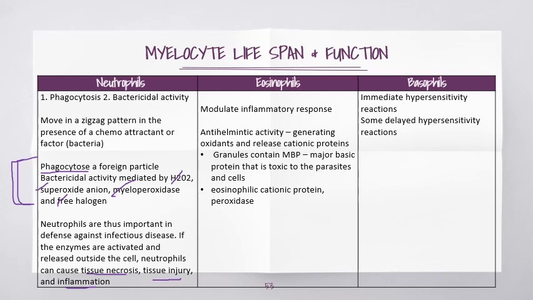And the eosinophils, they modulate inflammation. So they reduce the inflammatory response as they see fit, so as to not overstimulate the inflammatory response. And an important function of eosinophil is its anti-helminthic activity. So they generate MBP, I've shown earlier, which is toxic to the parasite and cells. Okay? While the basophils, they have an important function in the immediate hypersensitivity reactions and delayed hypersensitivity reactions.